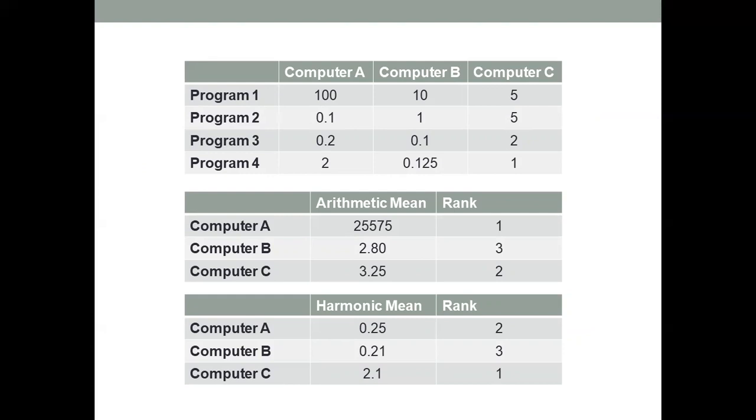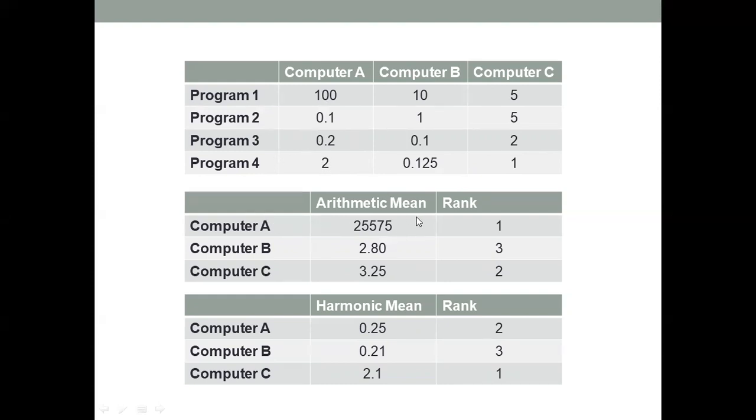For program 1 and computer A, I got 100, and program 1 computer B I got 10, and program 1 computer C I got 5. Program 2 computer A I got 0.1. Program 2 computer B I got 1, and program 2 computer C I got 5, and so on. You can see this in the table that I have created.